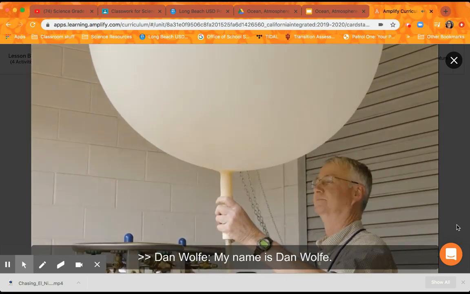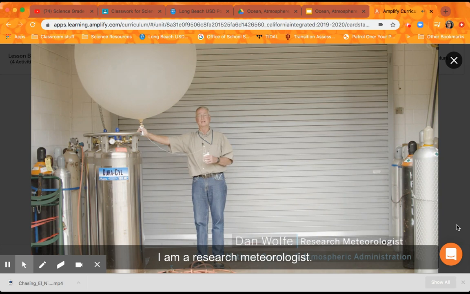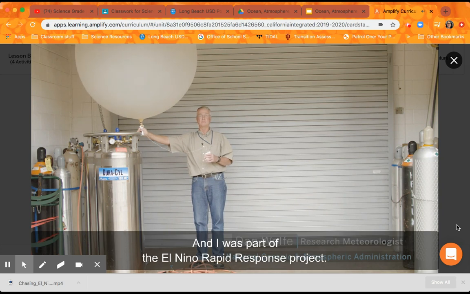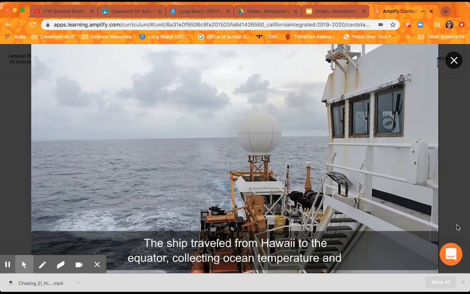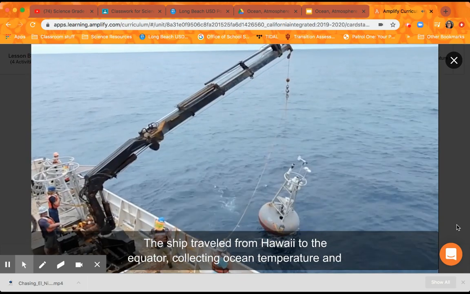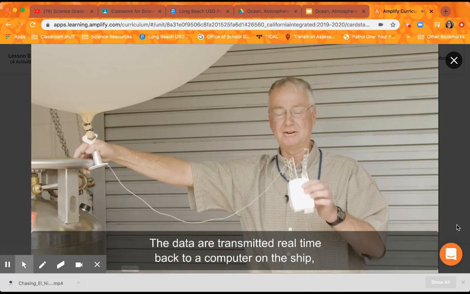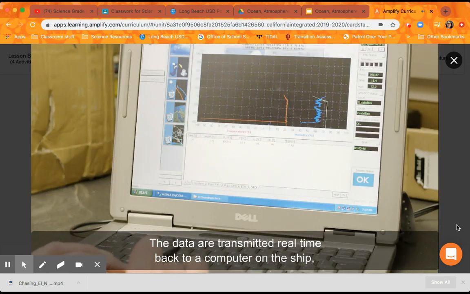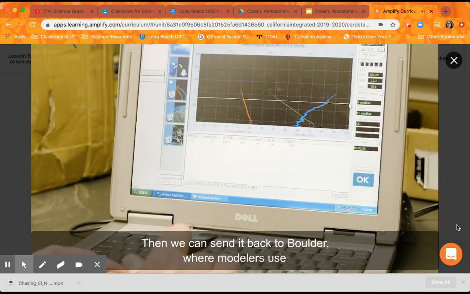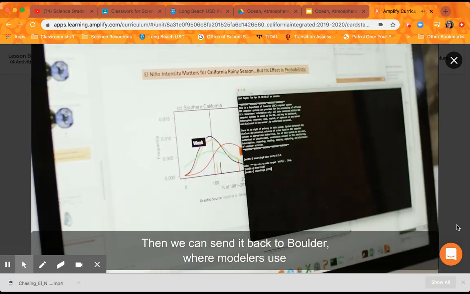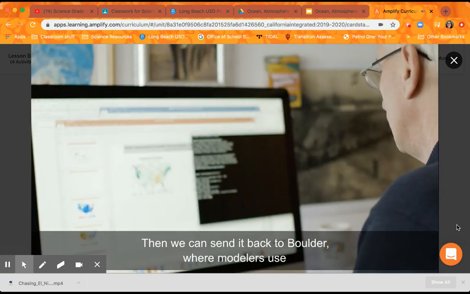My name is Dan Wolfe. I'm a research meteorologist, and I was part of the El Niño Rapid Response Project. The ship traveled from Hawaii to the equator, collecting ocean temperature and also releasing weather balloons as we went. The data are transmitted real time back to a computer on the ship where we can watch it. Then we can send it back to Boulder where modelers use it to help better understand the weather and El Niño.